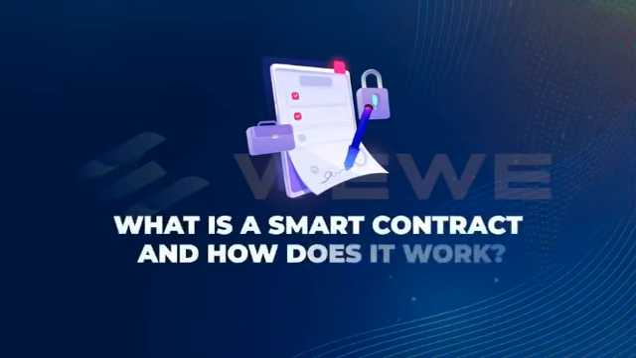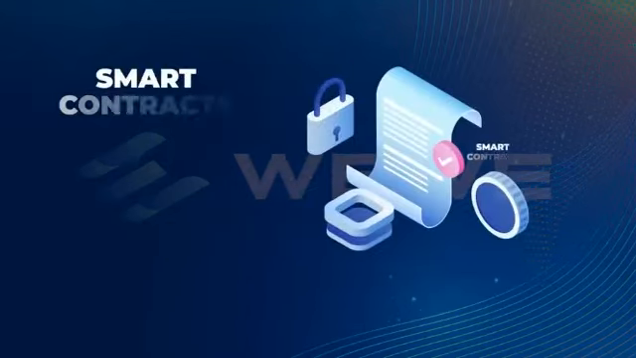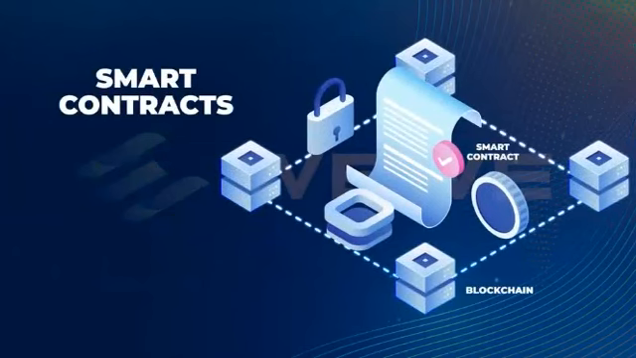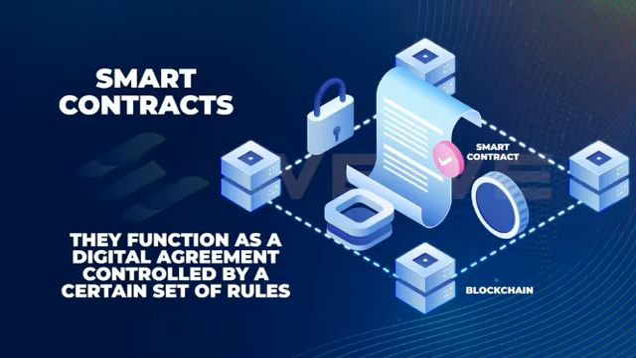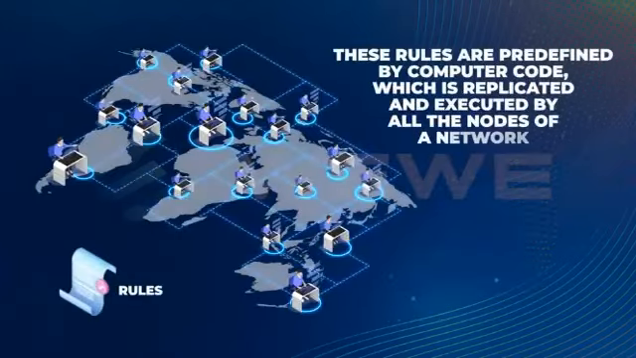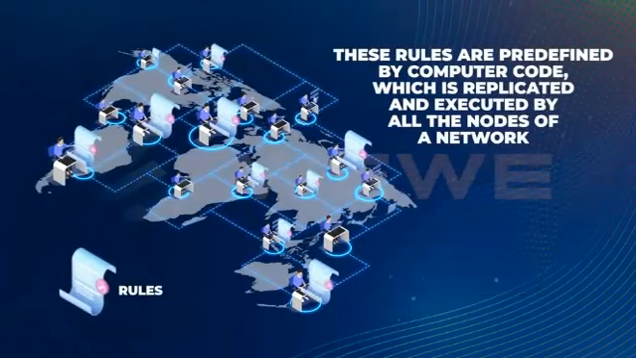What is a smart contract and how does it work? Smart contracts are programs run on a blockchain. They function as a digital agreement controlled by a certain set of rules. These rules are predefined by computer code, which is replicated and executed by all the nodes of a network.